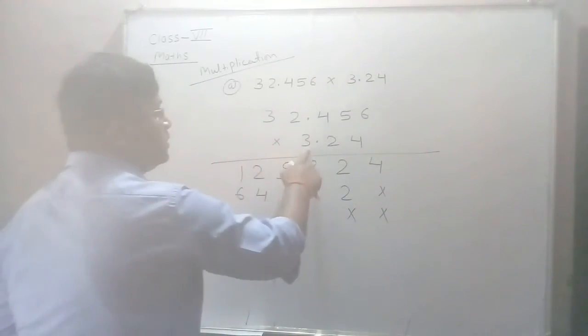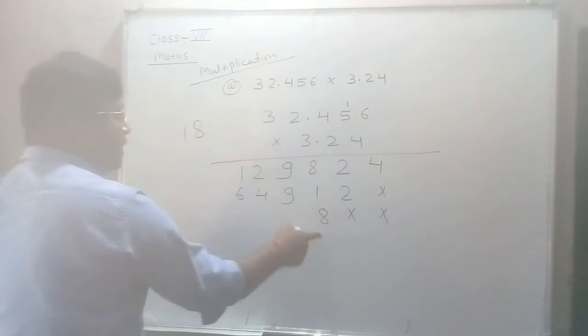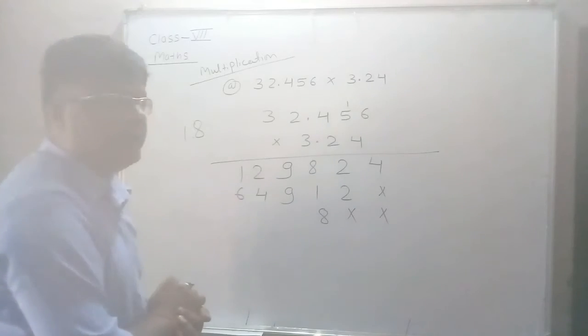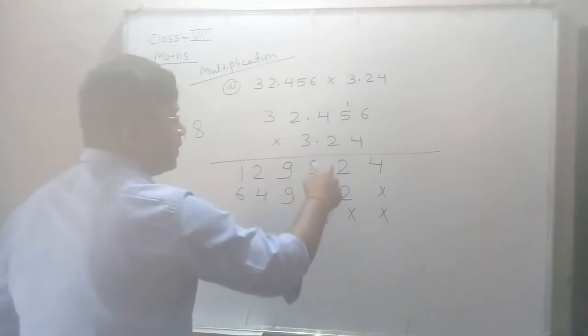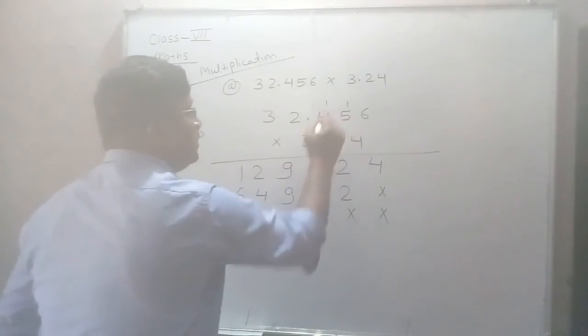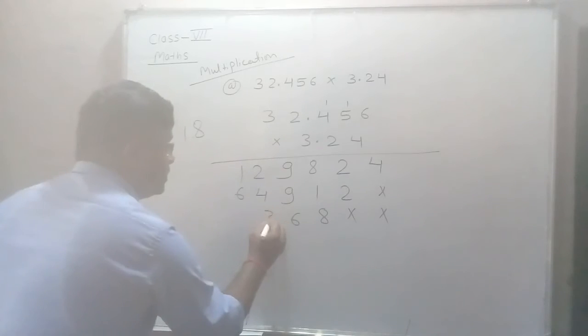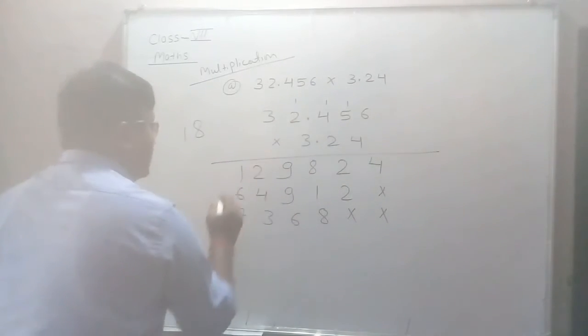Okay, so now 3 6s are 18, 8 carry 1, so here 8 is written and 1 is sent as carry. Okay, the tens place number is sent as carry. So now 3 5s are 15 plus 1 is 16, 6 carry 1, 3 4s are 12 plus 1 is 13, 3 carry 1, 3 2s are 6 plus 1 is 7, and 3 3s are 9.